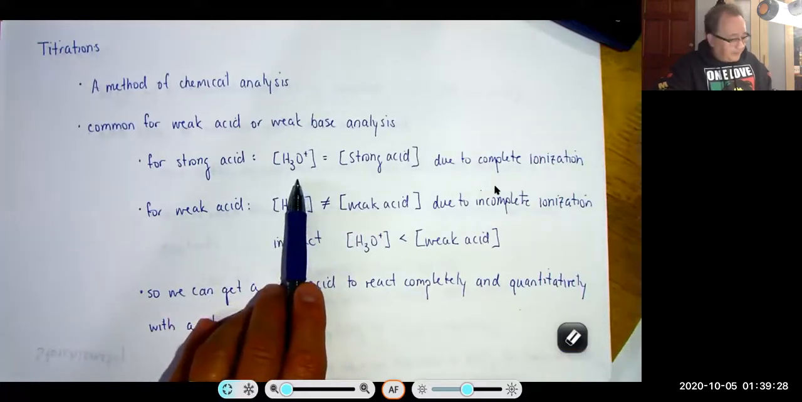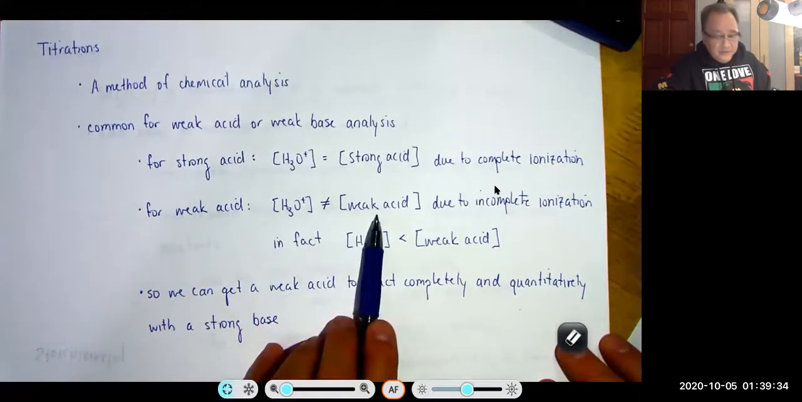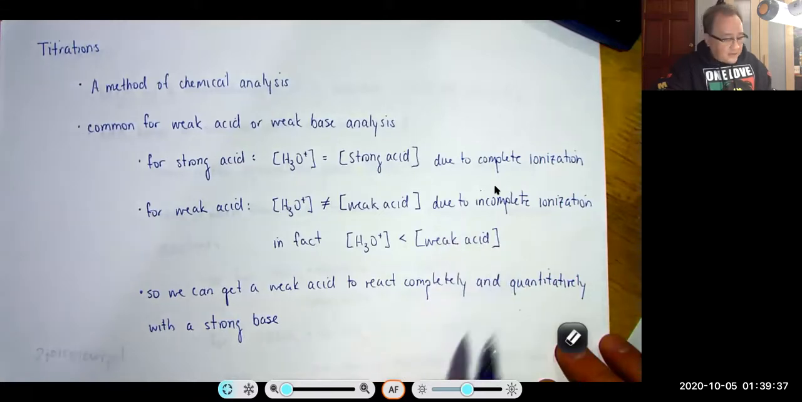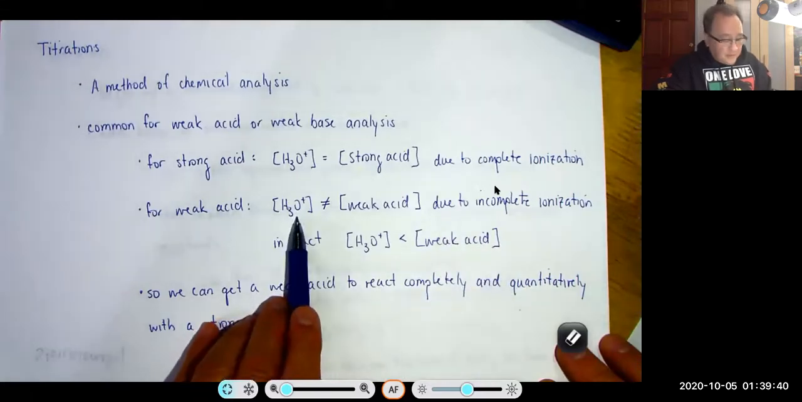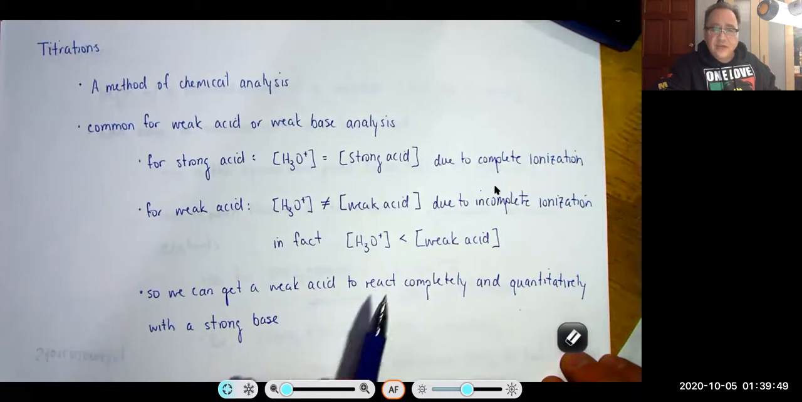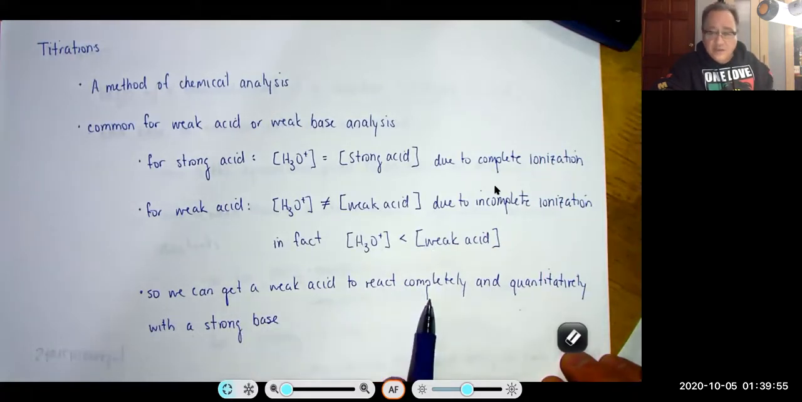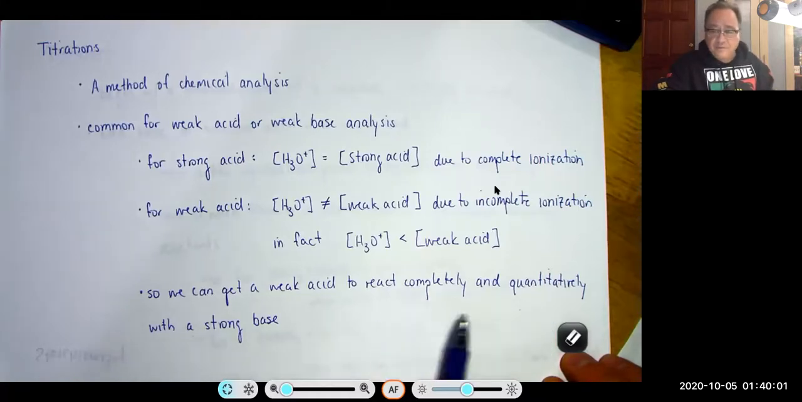Easy peasy. Weak acids, on the other hand, the hydronium ion concentration does not equal the concentration of the weak acid because of incomplete ionization. And in fact, the amount of hydronium ion is going to be much less than the concentration of the weak acid. So how do you determine the concentration of a weak acid in solution? And the answer is you have to titrate it. You do a reaction where you get the weak acid to react completely and quantitatively with a strong base. So this sounds like the analysis that we did before for an analysis of a mixture and an analysis of a pure compound to get the formula. You need a reaction that reacts completely and quantitatively.